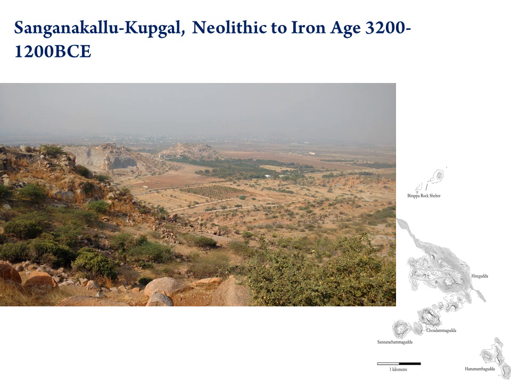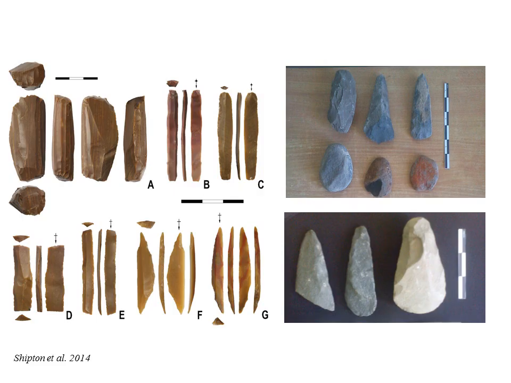A much clearer understanding of a massive workshop site of the Neolithic period is evident at the site of Sanganakallu Kupgal, which is dated to 3200 to 1200 BCE, and this date range represents five different localities or five Neolithic hill settlements in the complex. Now this Sanganakallu Kupgal site is located. Moving to another site in Andhra Pradesh is Jwalapuram.